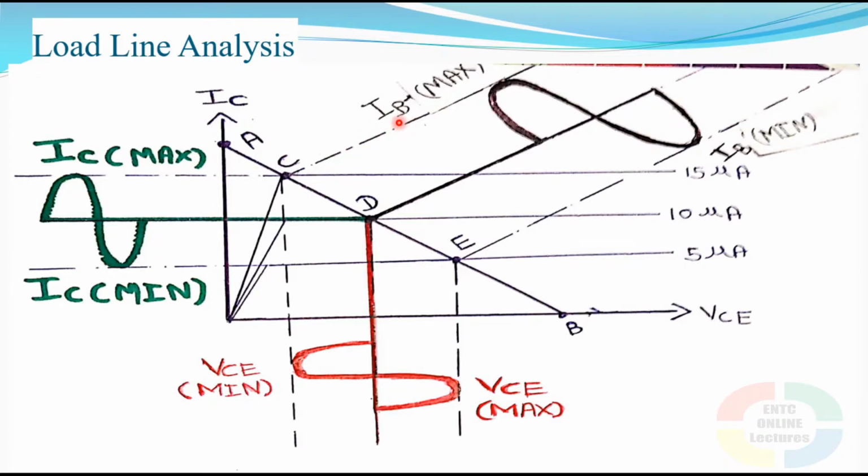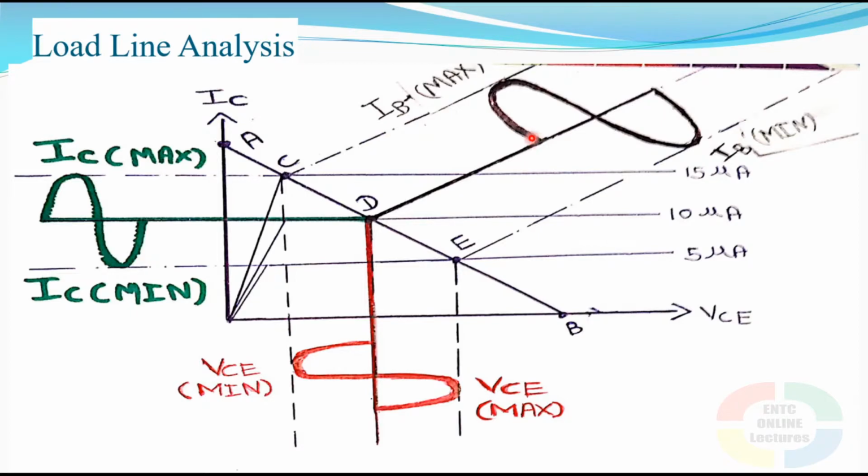First we look at the value of IB. When the value of IB is 0, the value of IC is also 0, and at that time the value of VCE is also 0, and we get point D on the load line, where the load line is AB. We get point D when all signals are 0: IB is 0, IC is 0, and VCE is also 0.